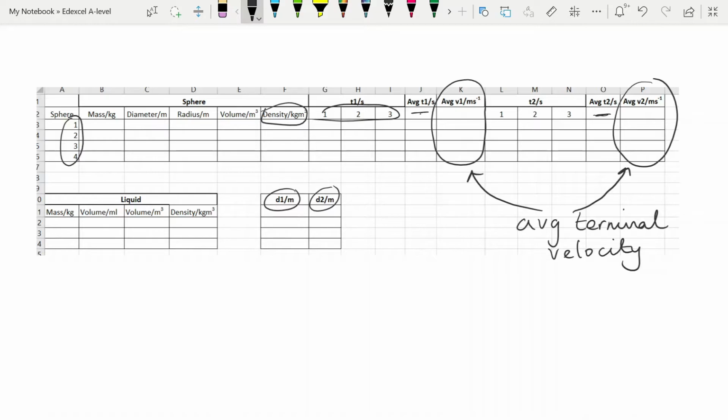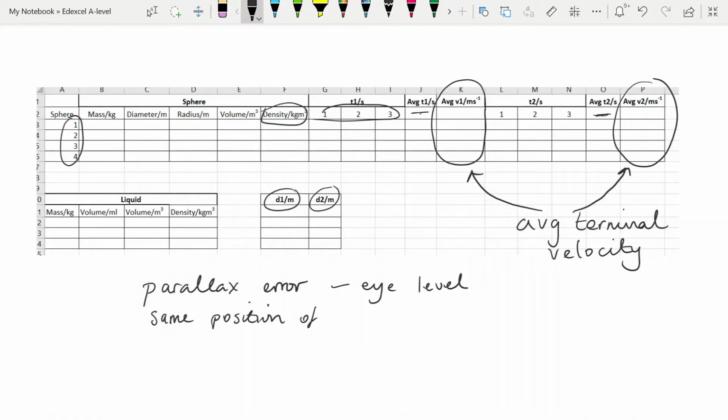Other ways, remember that you do not want to introduce a parallax error in your timing, or you try and minimize it as much as possible. So you've got to make sure that when you are starting and stopping your timer or using the lap function on your timer, that you are actually at eye level with the rubber band. And for the same reason, you need to make sure that you are doing the same position for the ball. So it might be that you start and stop your timer when the bottom of the ball passes through the rubber band, or when the top of the ball passes through the rubber band, but just make sure you are consistent with that. And so that the distances you measure are the distances that the ball has actually fallen.